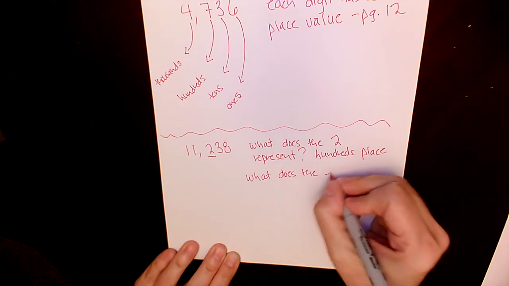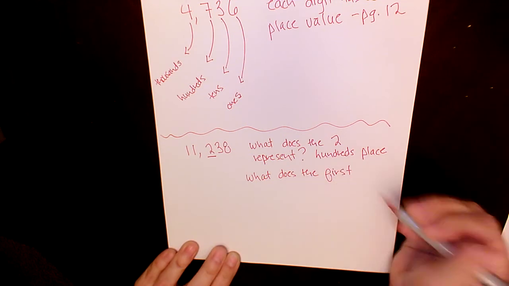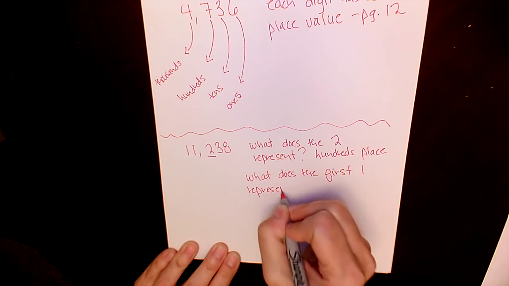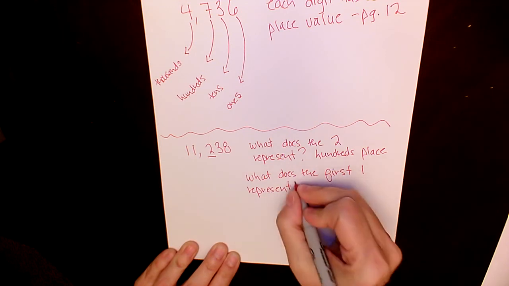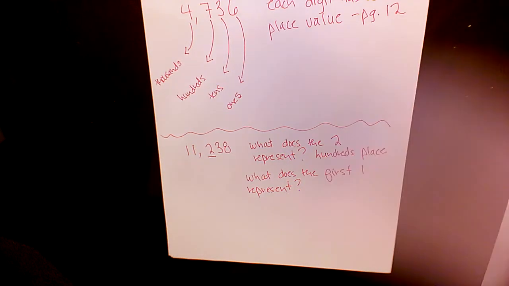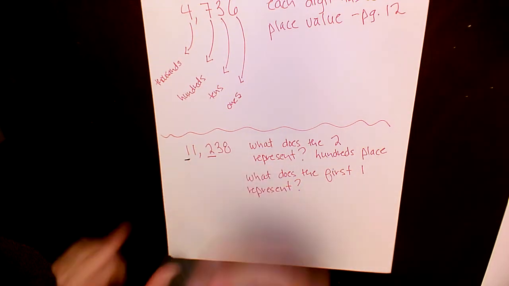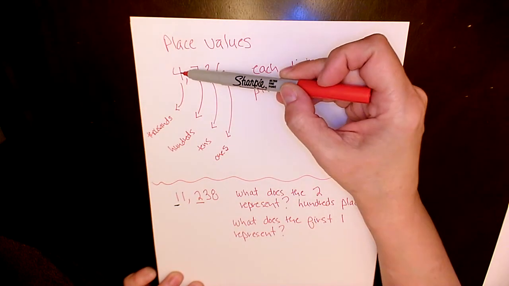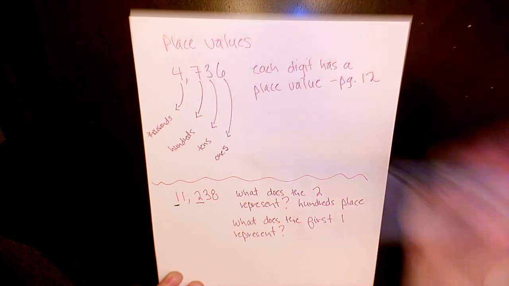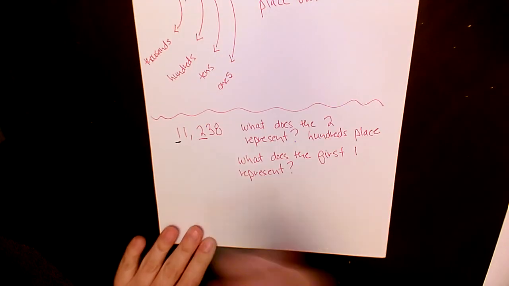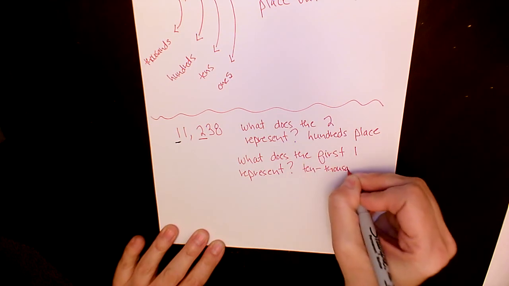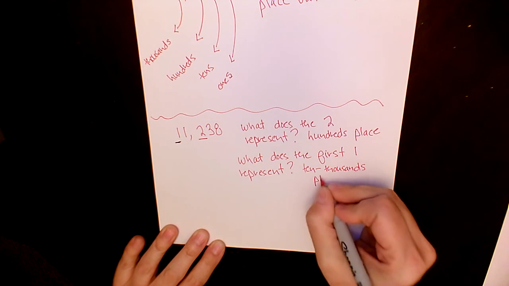I've got two ones, so I'm going to say, what does the first one represent? So now I'm looking at this one right there. So we learned back up here that the 4 was in the thousands place, going 1 over to the left, that is my 10,000s place.